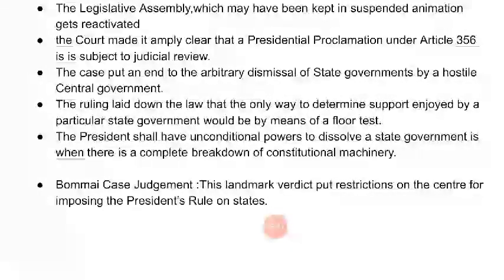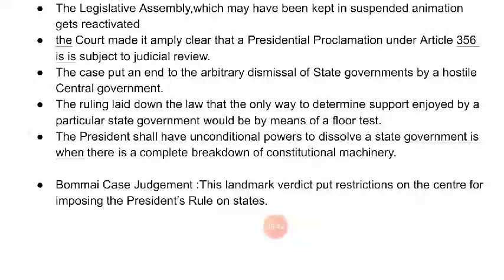The ruling laid down the law that the only way to determine the support enjoyed by a particular state government would be by means of the floor test. So one important point laid down in this case is the concept of the floor test. If we want to determine the status of the state government, the floor test should be there first.